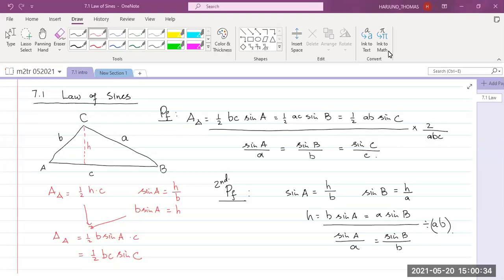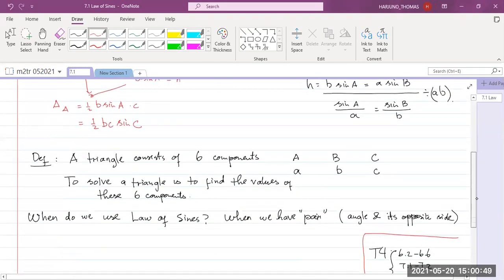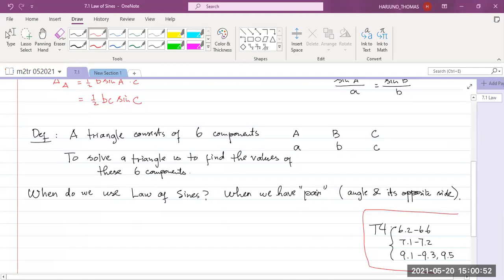Okay, let's continue with the introduction to our 7.1 Law of Sines. Last time I gave you the proof for the Law of Sines and also what it means to solve a triangle, which is to get all 6 components, the angles and the sides. When will the Law of Sines come into play? We use the Law of Sines when we have a pair of an angle and its opposite side. Okay.